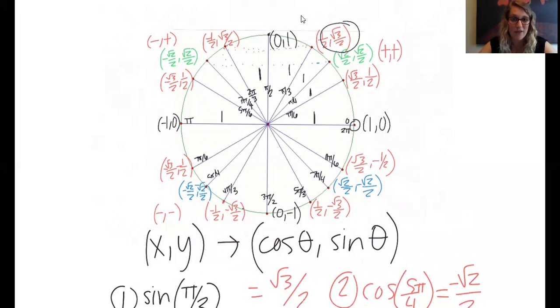You'll be able to figure it out if you need to, and you can be successful with the unit circle in pre-calculus and in calculus.